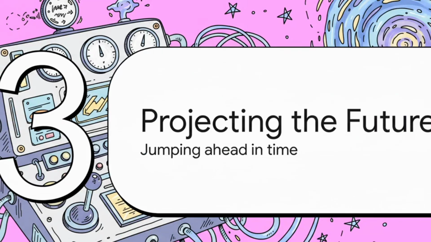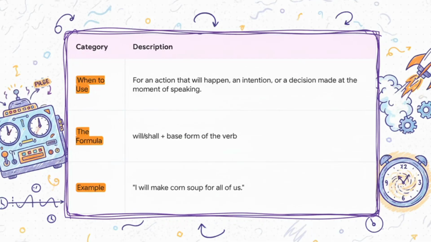All right, enough looking back. Let's engage the forward drive. Time to jump ahead and see how we can talk about our plans, our predictions, and all the things that are yet to come. Okay, the simple future. This is your all-purpose setting for what's next. It's great for everything from just predicting what might happen to making a spontaneous decision right here and now, like, I will make corn soup for all of us. That's a decision made in the moment about what's going to happen very soon.